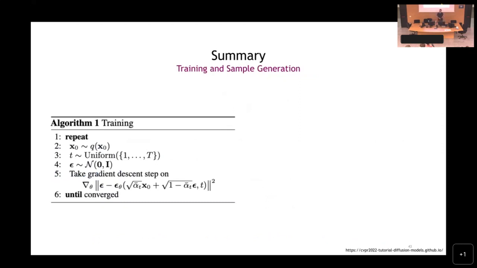So to summarize what these models do, it's really quite simple, actually. When we're training, we just take an example from our data distribution. We uniformly pick a time step along this continuum of noise levels. We draw some standard Gaussian noise. We add it into our data. So here we have our noisy data. Then we predict the noise that we put in. We take the squared error. We take the gradient of that, and that is what we use for stochastic gradient descent.